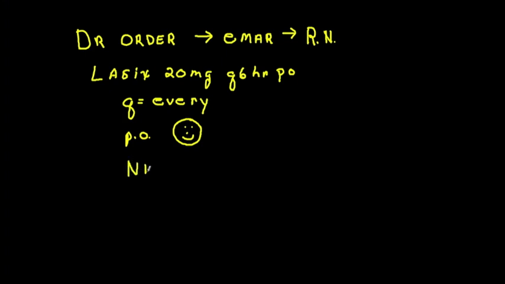So you know that NPO means nothing by mouth, so you don't want to give anything by the mouth when the patient is NPO. So you have a complete order, you have a drug, you have a dose, you have a time, and you have a route. PO medications are often given in the form of a tablet, tab, or capsule, cap, or liquid, LIQ.